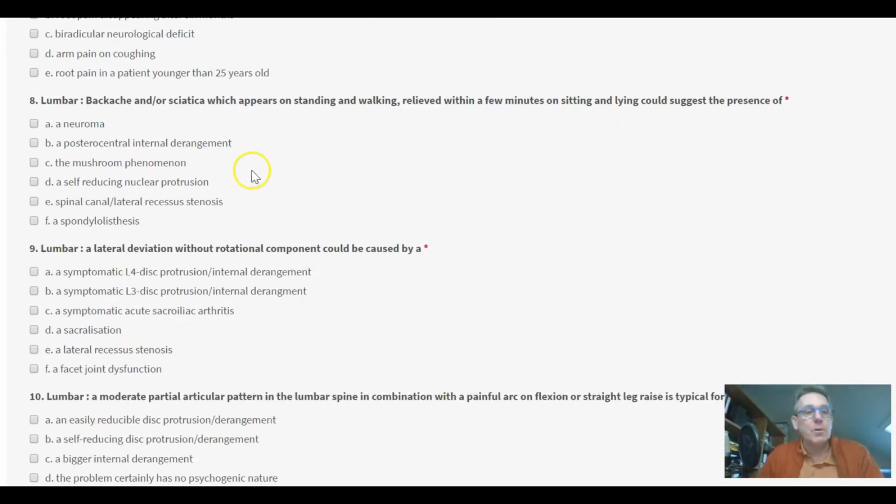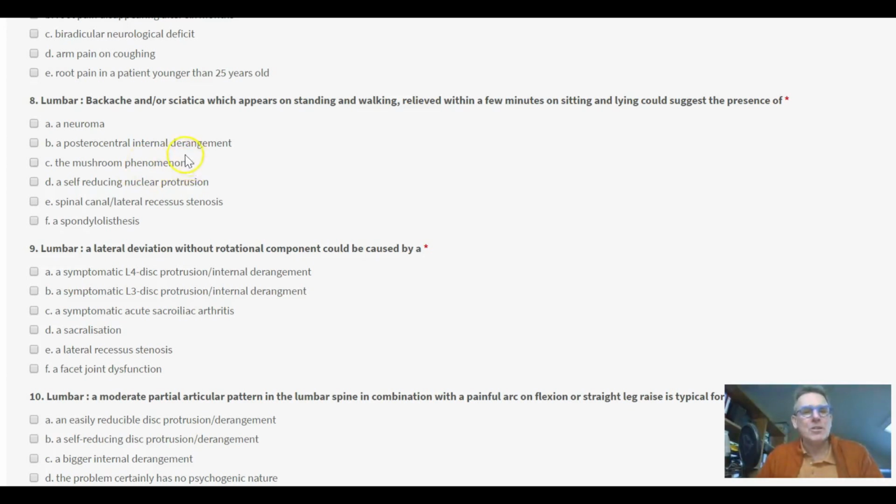And then lumbar spine. Backache and/or sciatica which appears on standing and walking, which is relieved within a few minutes on sitting and lying. Is that related to a neuroma? No. Is that related to a posterocentral internal derangement? Is that typical? No. Mushroom phenomenon? Oh yes. That's the story of a mushroom phenomenon.